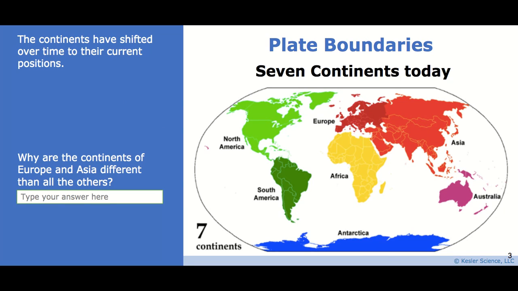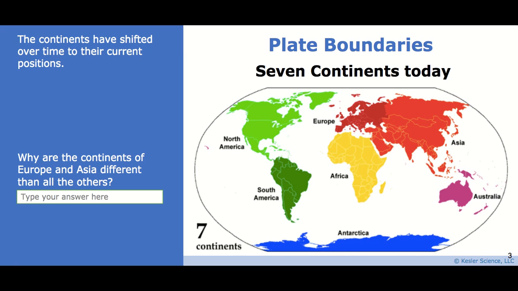So let's get started. So over time, the continents have shifted to their current positions. If you've ever heard the term Pangea, millions of years ago, all these 7 continents used to be one big landmass. And over time, they've shifted into the 7 continents that we know today as North America, South America, Europe, Africa, Asia, Australia, and Antarctica.